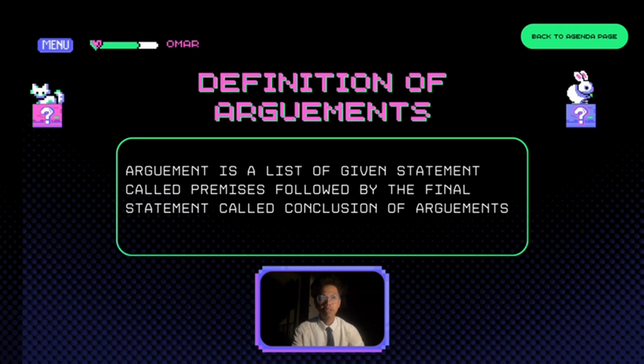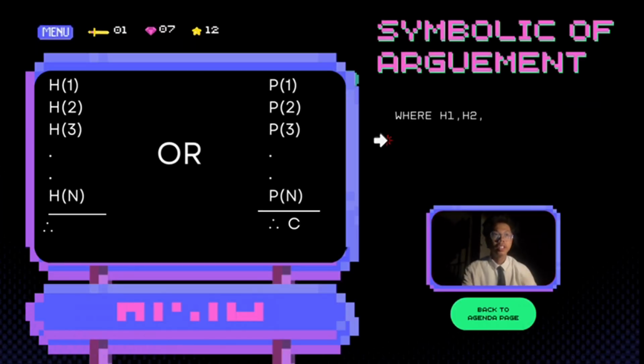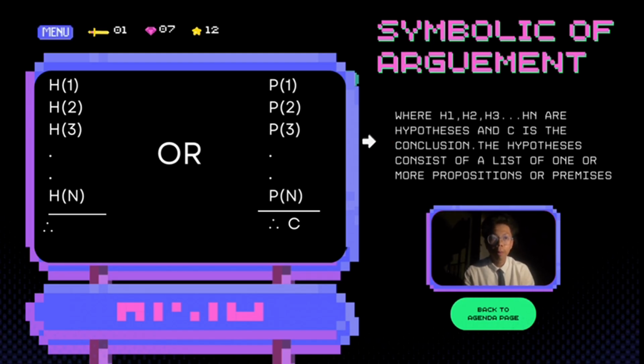I want to explain about the definition of argument. Argument is a list of given statements called premises, followed by the final statement called the conclusion of the argument. So this is the symbolic form of an argument, where H1, H2, H3 and Hn are hypotheses and C is the conclusion. The hypothesis consists of a list of one or more propositions or premises.